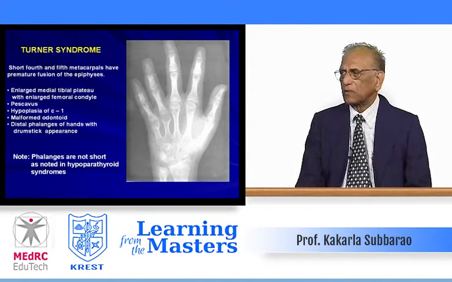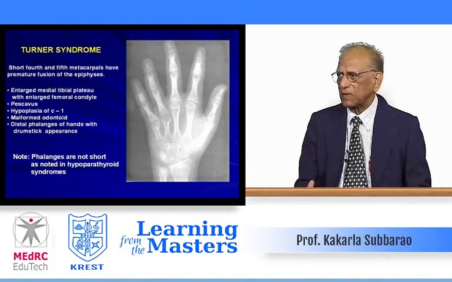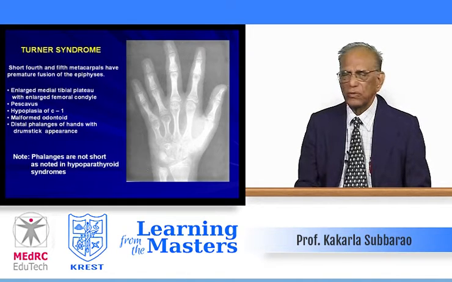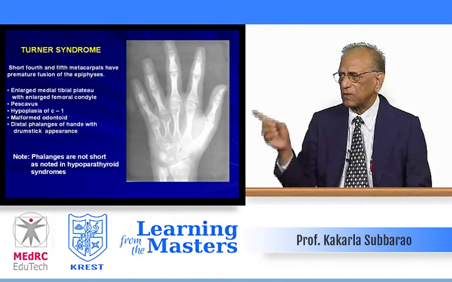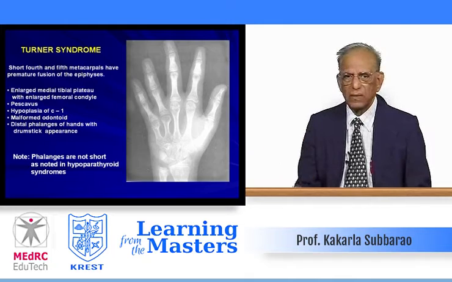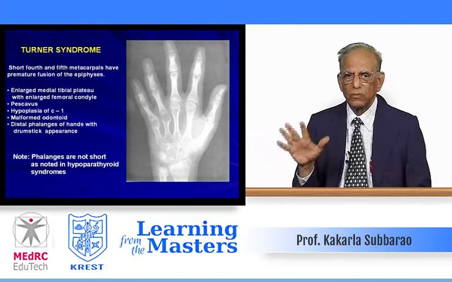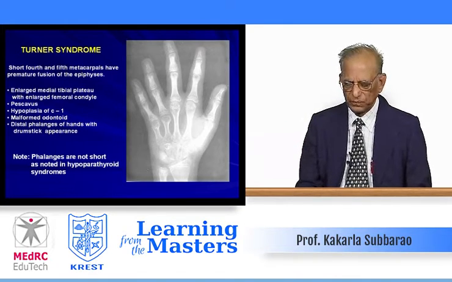Turner syndrome again, short 4th and 5th metacarpals, as I have said already. It is due to premature fusion of the epiphyseal ossification centers. Enlarged medial tibial plateau with enlarged femoral condyle. Again, I have repeated these: pes cavus, hypoplasia, etc. Phalanges are not short as noted in hypoparathyroid syndrome. That is the key in diagnosing with a radiograph of the hand.